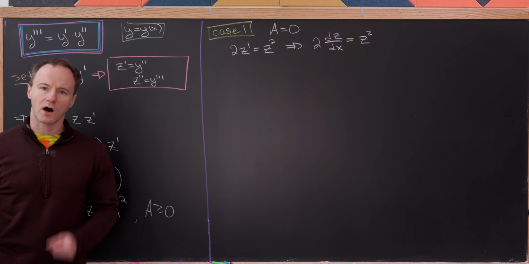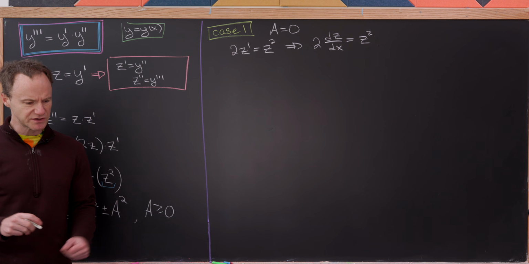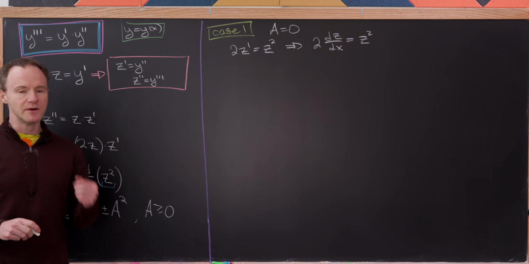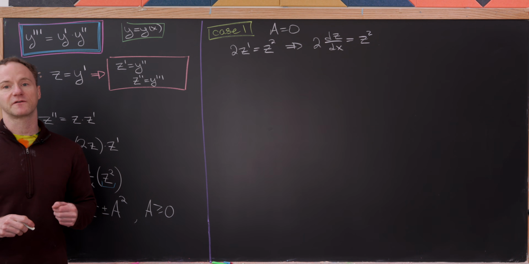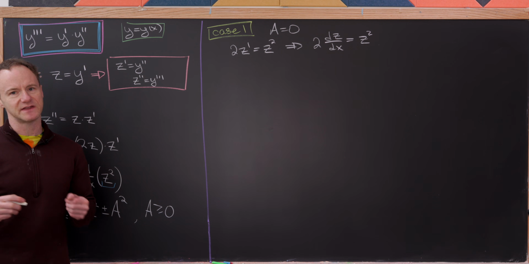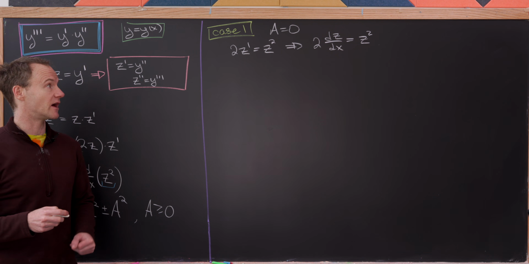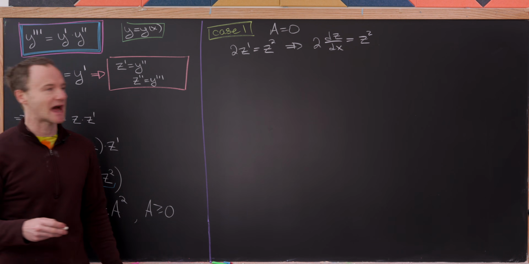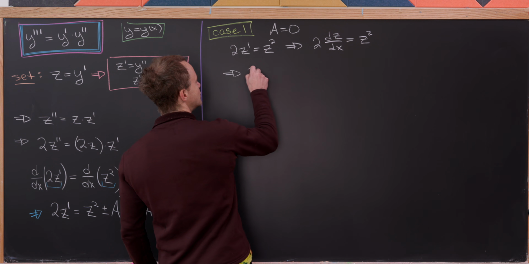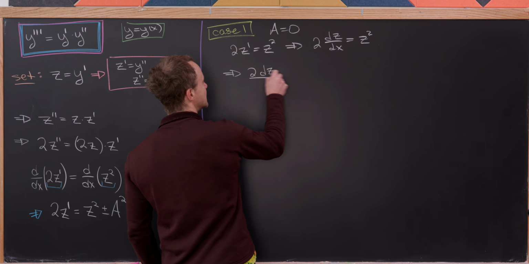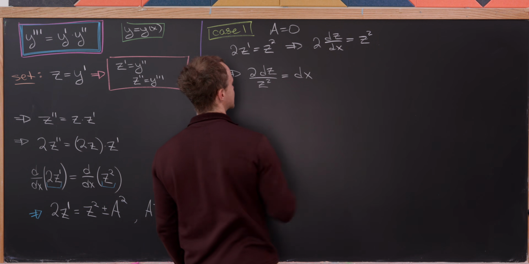And then we're going to move all of the z's to one side and all of the x's to one side. So this may seem kind of sketchy, but you can make this a little bit more careful if you want to. But that being said, the typical way to do it is like this, where we separate out the dz and the dx as we're about to. Okay, so anyway, that's going to give us 2 times dz over z squared equals dx.